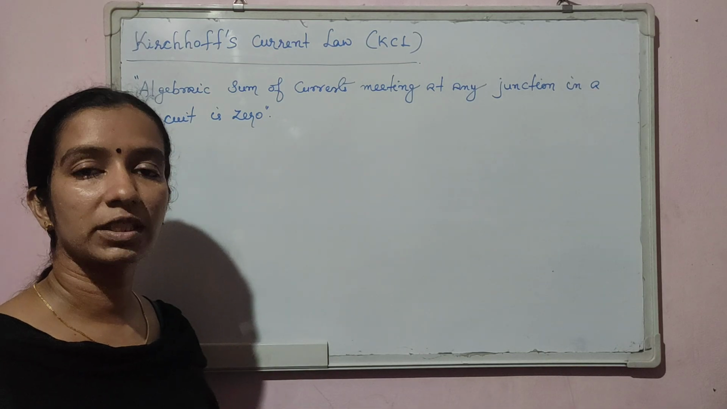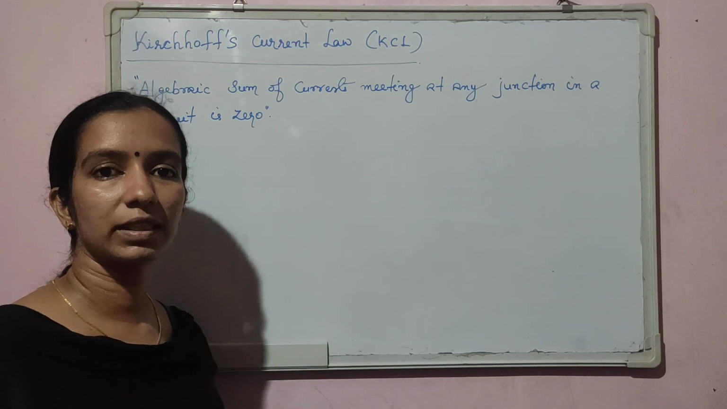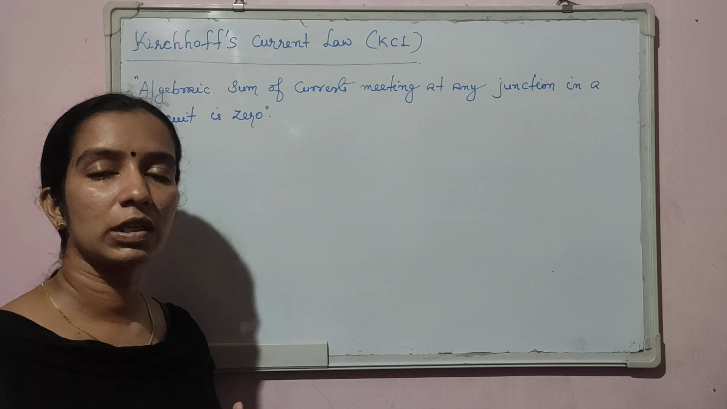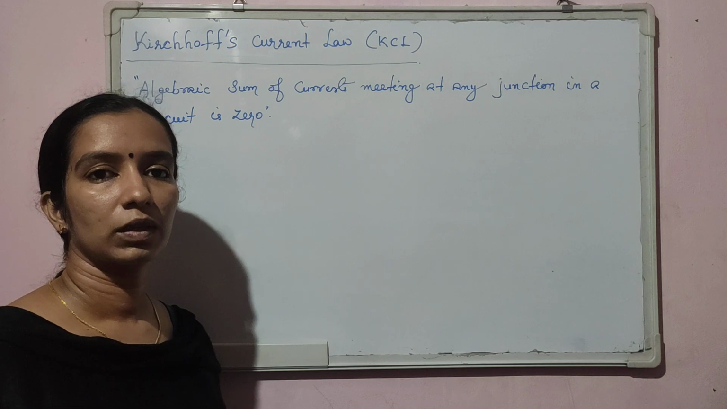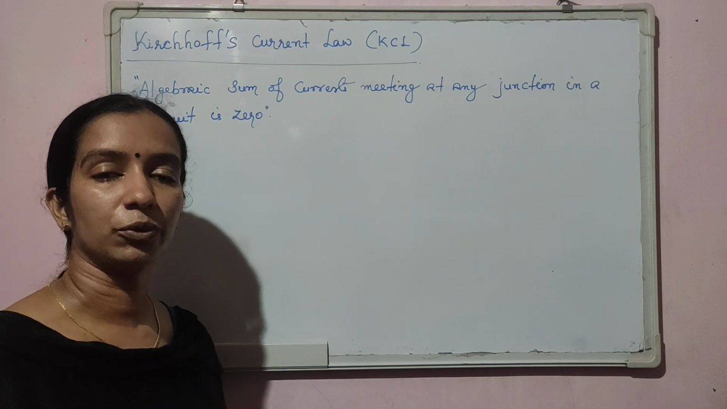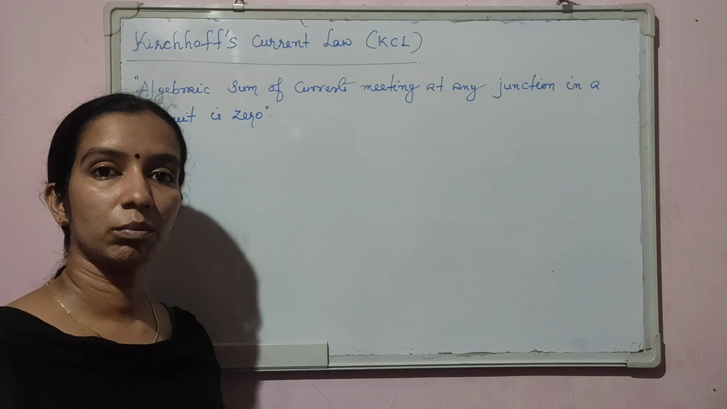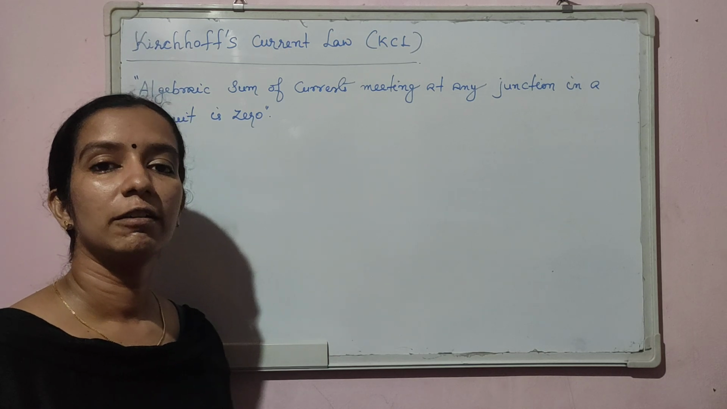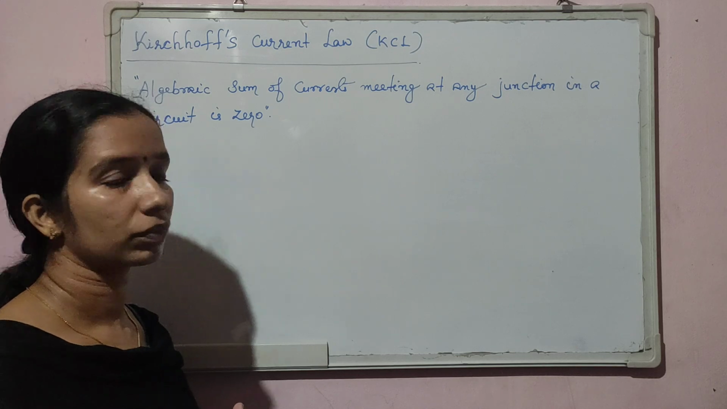So we know what junctions are. Junctions are nothing but the points at which two or more circuit elements meet. So if we consider one such node in a particular circuit, the algebraic sum of all the currents meeting at that particular node will be zero.